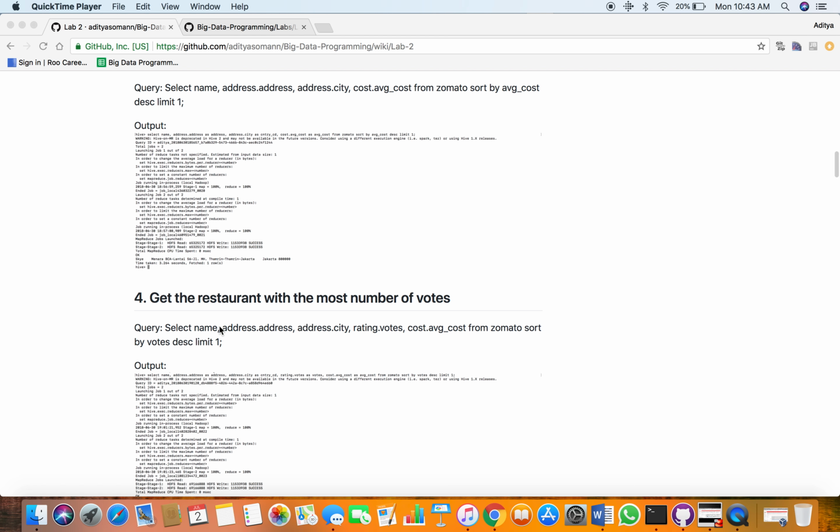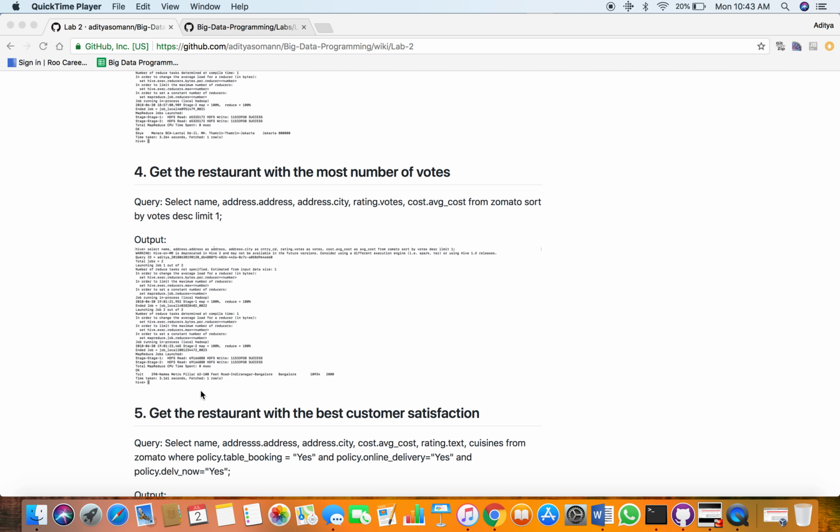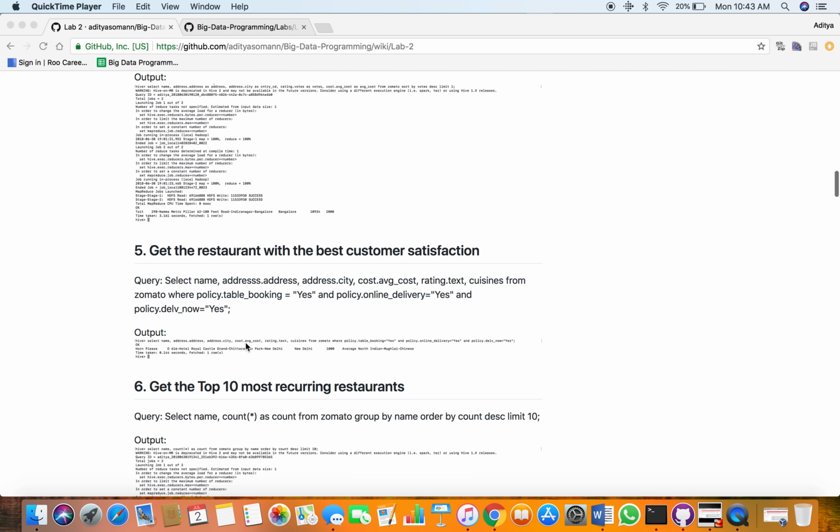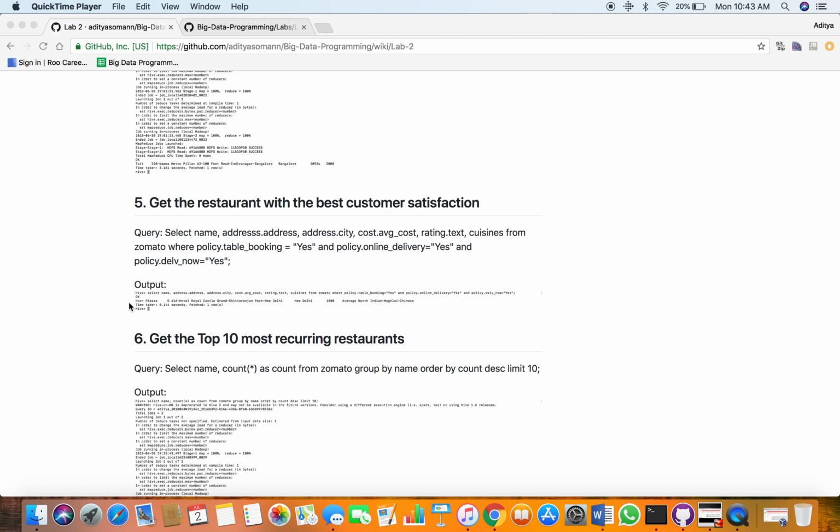The fourth query was to get the restaurants with the most number of votes. So this is the query, and this is the output. The fifth query was to get the restaurant with the best customer satisfaction. So this is the query, and this is the output.